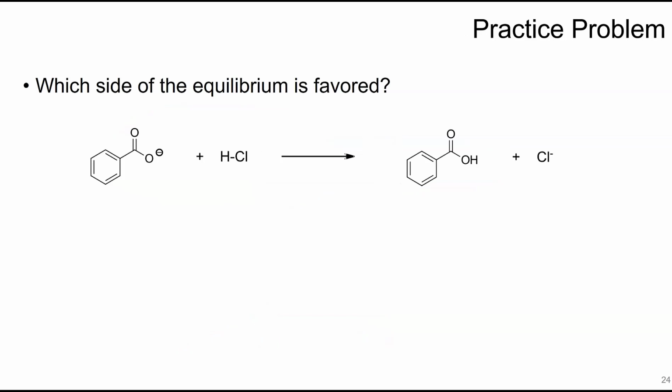Which side of the equilibrium is favored here? You can take a minute, pause, and then try to figure out the problem. So this is the acid, base, conjugate acid, conjugate base. We're comparing the 2 bases, so I'm looking at this one versus this. If I look at the atom, I have O minus versus Cl minus. If we look at the atoms here, we have chlorine versus oxygen.